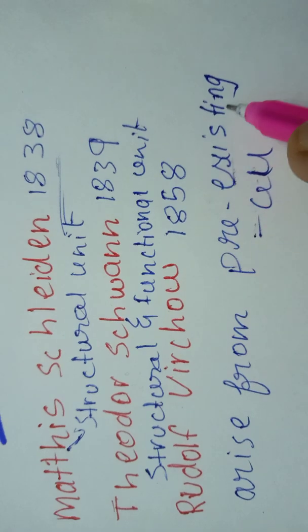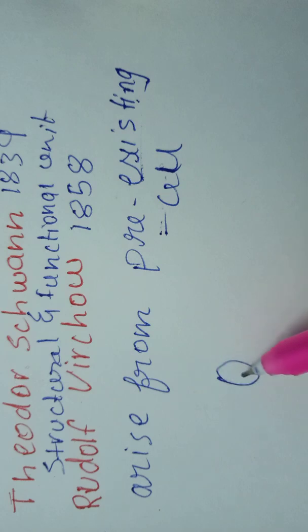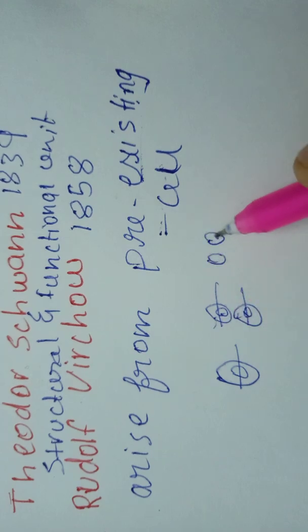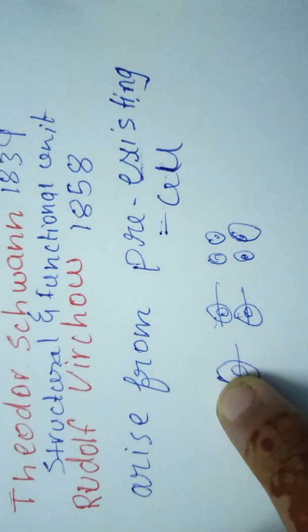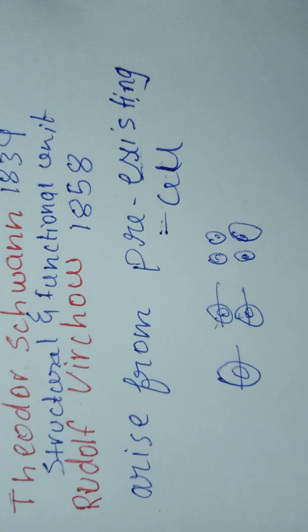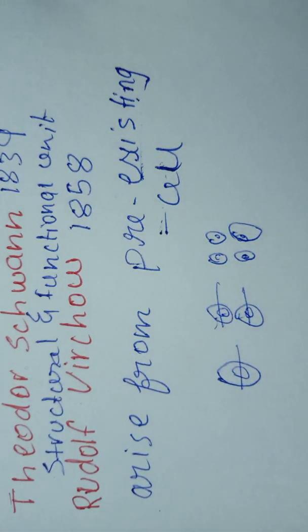What is this pre-existing cell? The before cell. What is cell division? This is a cell and this is the nucleus. It will divide into two, and two cells it will become, and these will also divide into two. This will become two, and this will become two. Total 4. Like this, cells will form from one cell only. From one living cell other cells are forming. That means from whatever existing cells are there, from those existing ones only the new cells are born.